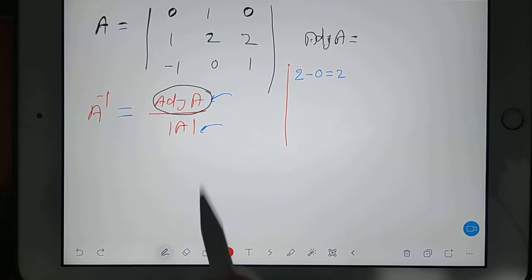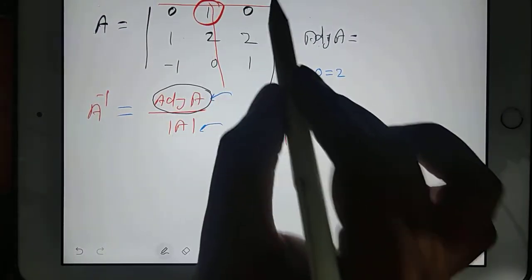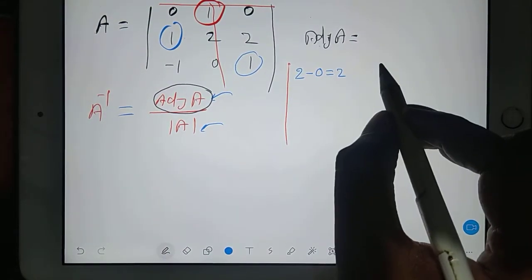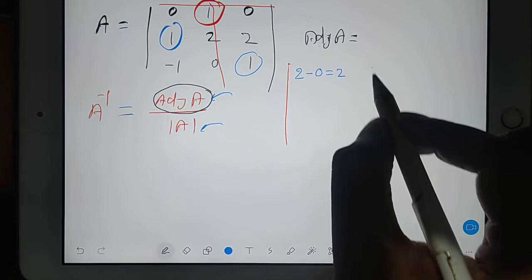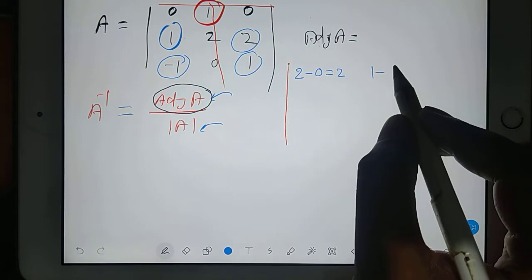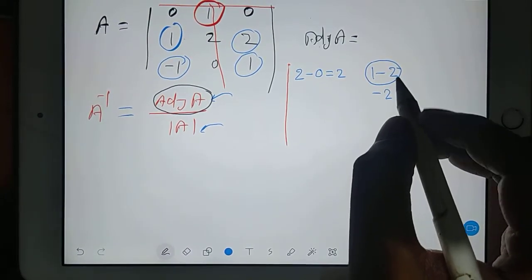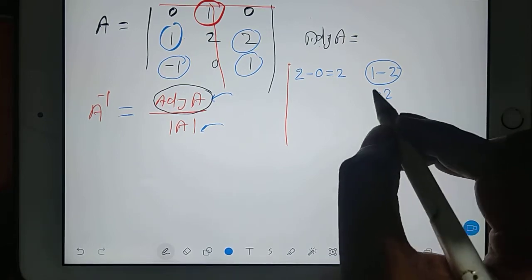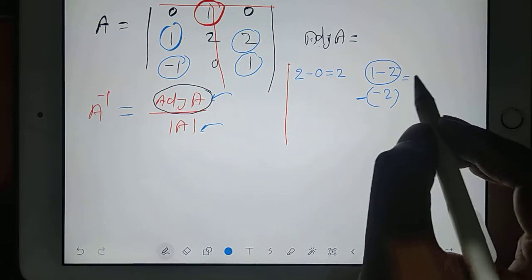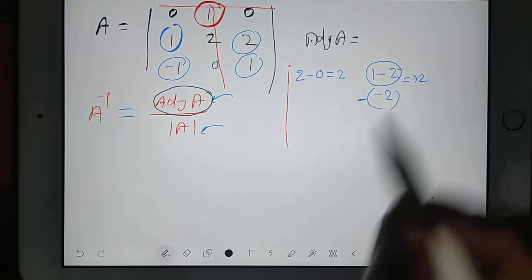Go for this guy. If you're going for this guy, then you have to leave this and leave this. So you are remaining with this one and this one. Multiply 1 and 1, you will be getting 1, and then multiply these 2, so minus 2. So the total answer is coming as minus 2. Then because of the cofactor concept, you have to change the sign and put minus sign extra. So it will be plus 2. So here you will be getting plus 2. The process is a little lengthy.